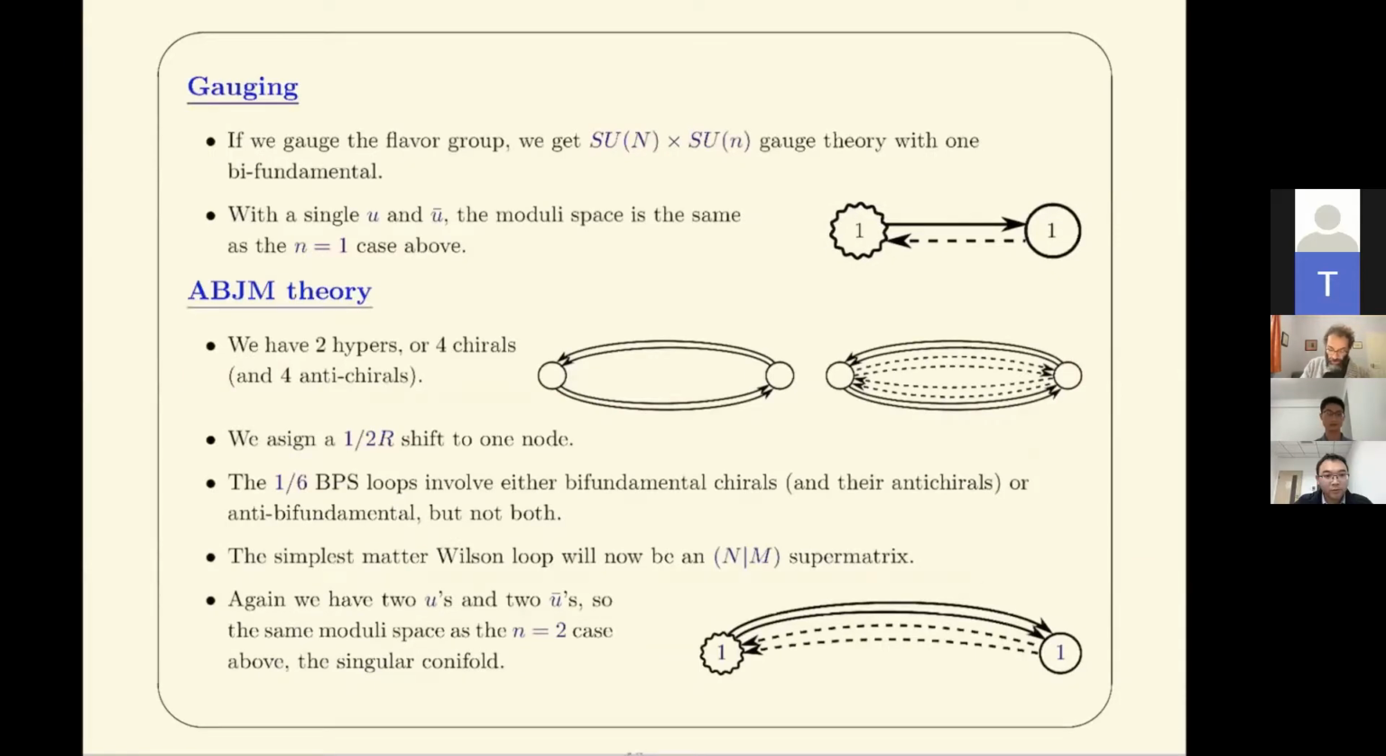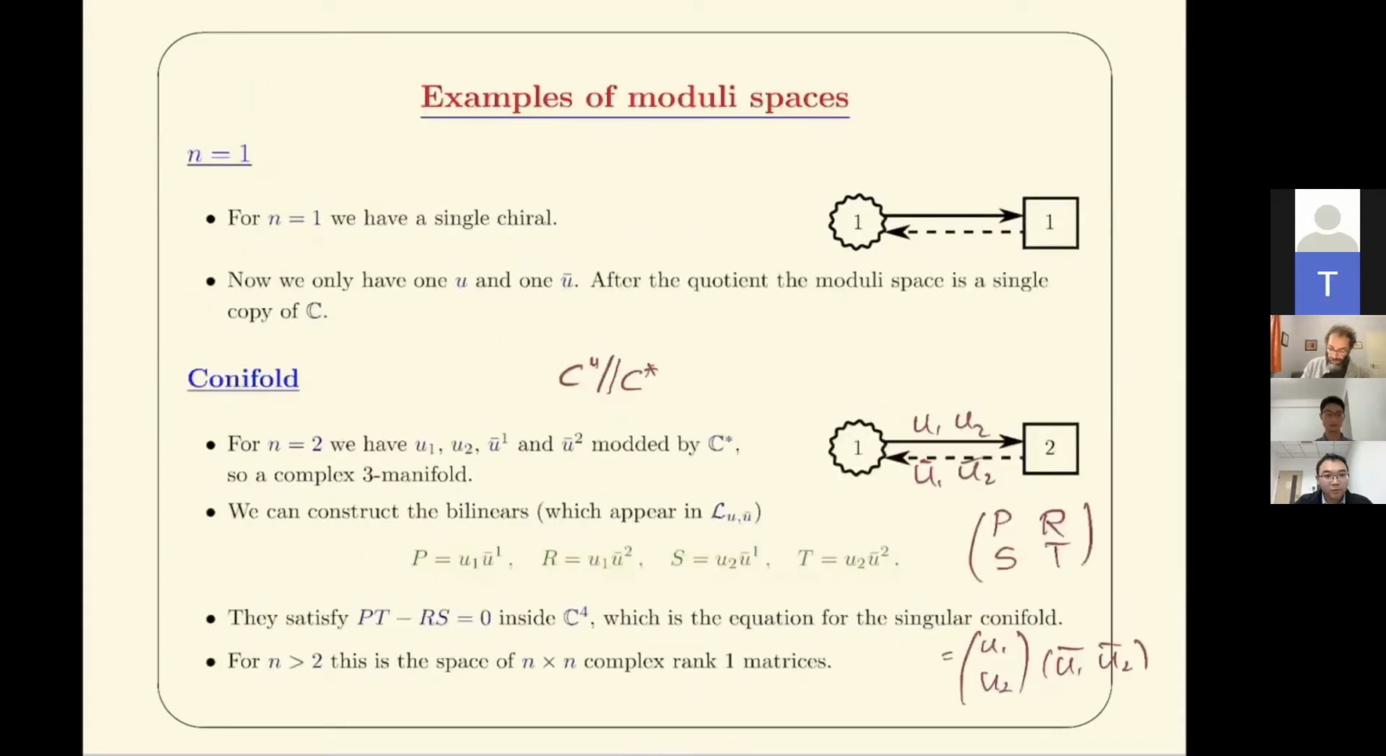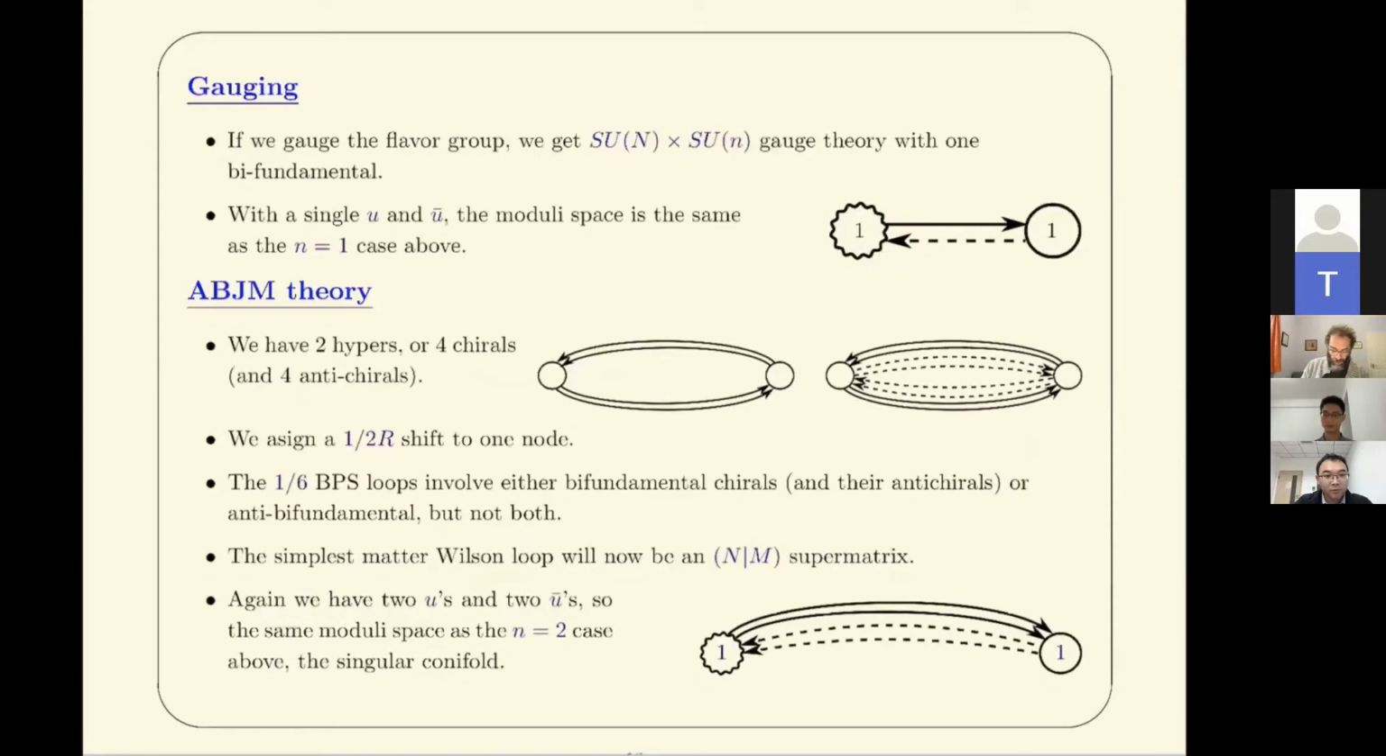Now here I assumed that this node is ungauged, so I could take any number there. If it's gauged, then I need to put the same U and U bar here to not break a gauge symmetry, and in that case of a SU(N) cross SU(N) gauge symmetry, I reduce again to 1C as the moduli space.